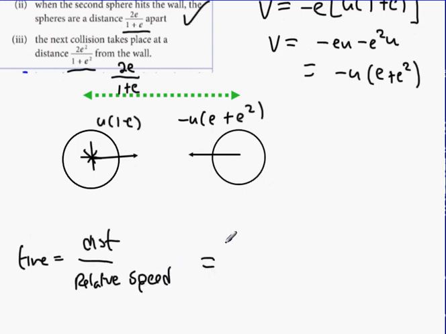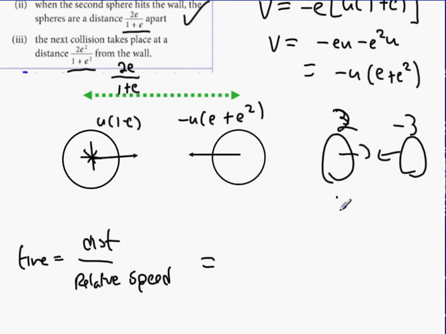So to use the relative speed, we're going to have to change the sign of the second one. Remember, if you're going 2 in this direction, but you're going a negative 3 towards the 2, it's going to be 2 minus 3 to give us the 5. So I'm therefore going to have to do u into 1 minus e. Then it's going to be minus, which will turn it into a plus u into e plus e squared.